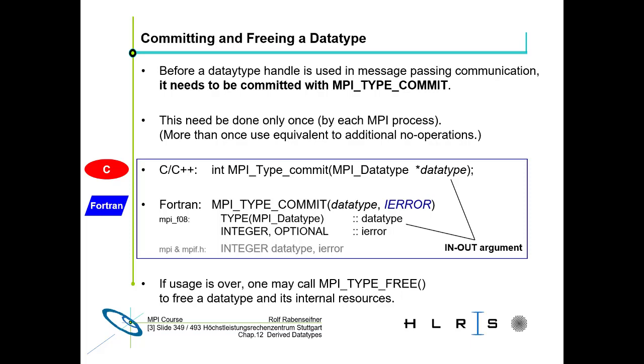And if you don't need it anymore, you should use MPI_Type_free in order to free up a data type and the internal resources it consumes. Failing to do so may lead to memory leaks, so it's good habit, good practice, to actually pair an MPI_Type_commit with an MPI_Type_free.